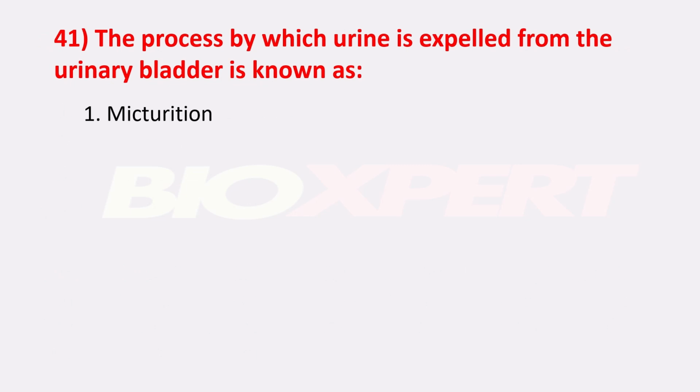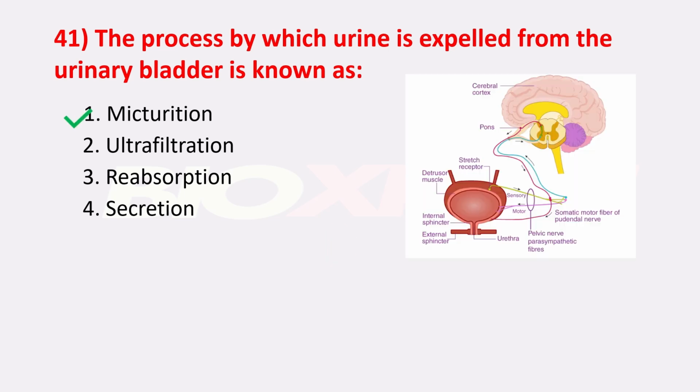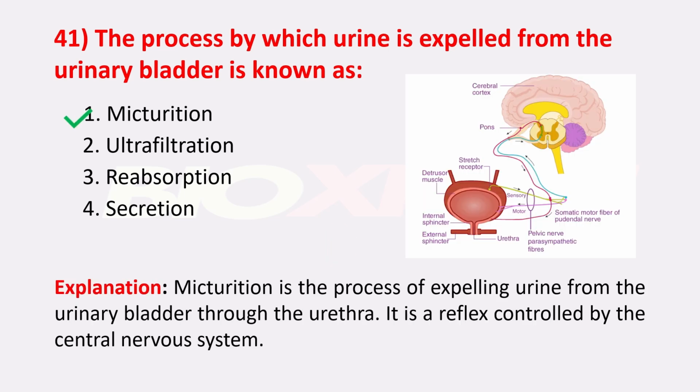The process by which urine is expelled from the urinary bladder is known as micturition. Micturition is the process of expelling urine from the urinary bladder through the urethra. It is a reflex controlled by the central nervous system.